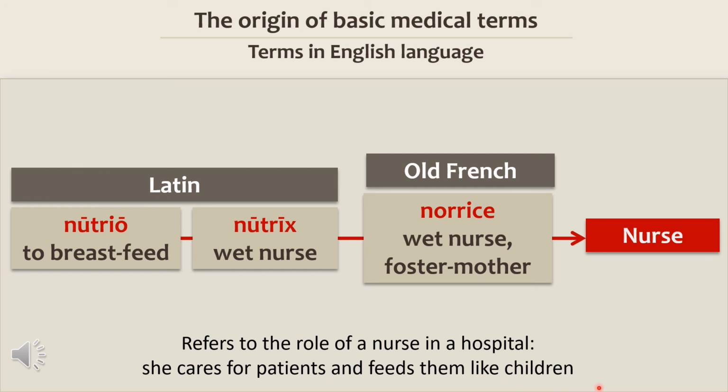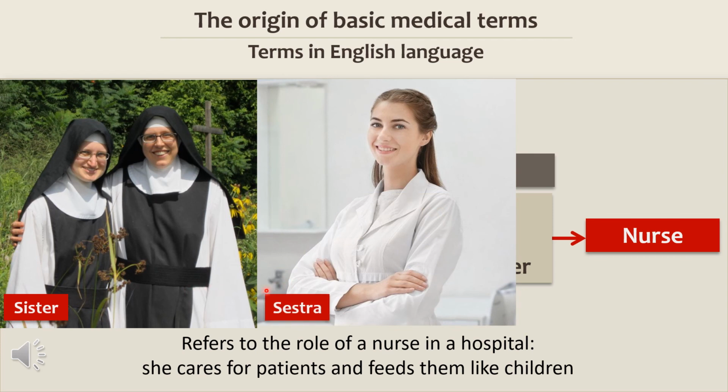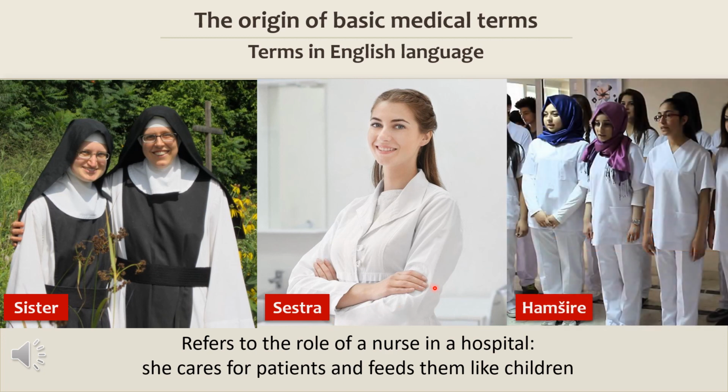Nurses in hospitals were commonly volunteers from monasteries. Therefore, nursing staff are referred to in some languages as sisters or brothers. For example, in East Slavic languages, the word for nurse is sestra, which means sister. This word has a similar meaning in the Persian language, where hamsire means nurse and sister.